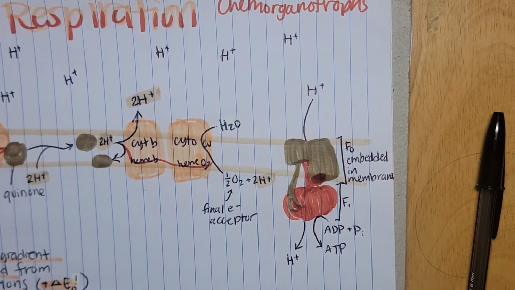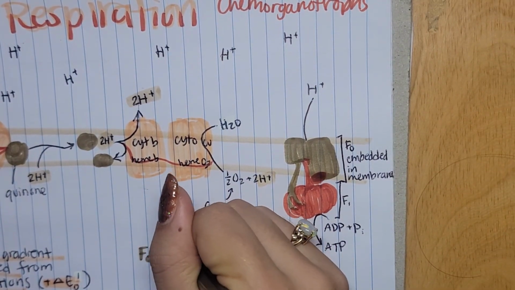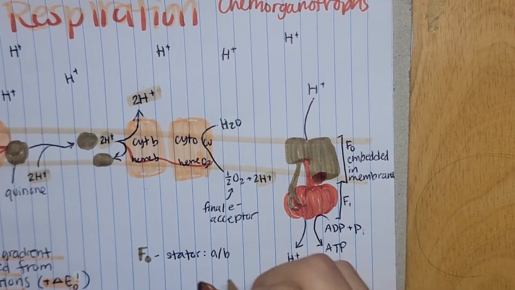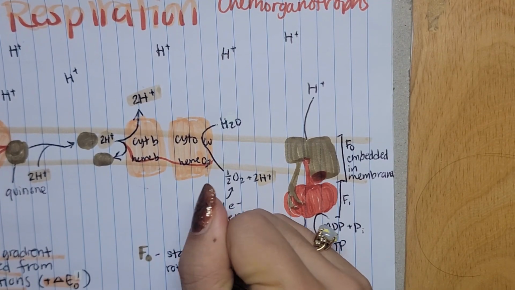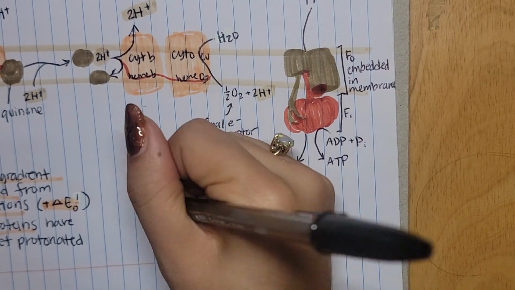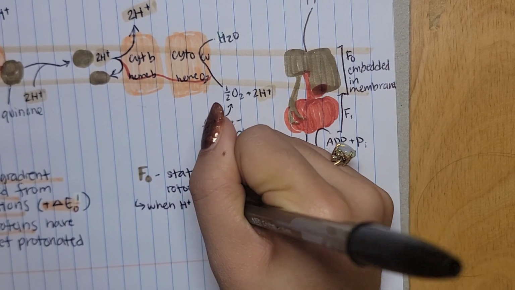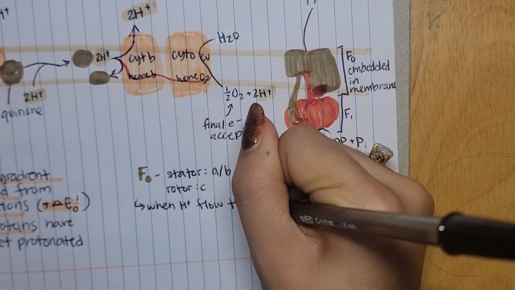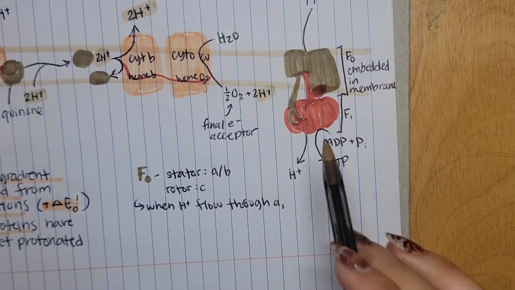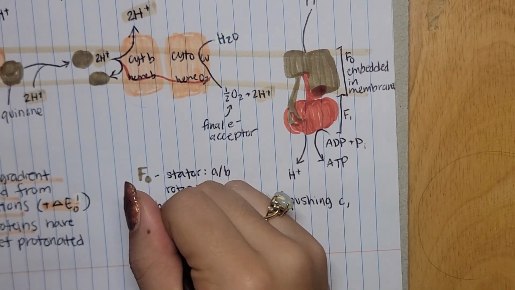So let's go over what I was just talking about. The F naught part is composed of the stator, and two parts are involved with that. That's parts A and B of F naught, and the rotor, which is part C. So when protons flow through A, remember, the stator is stuck to the membrane. It's not going to be moving, but it'll push on C, and that'll cause it to rotate.